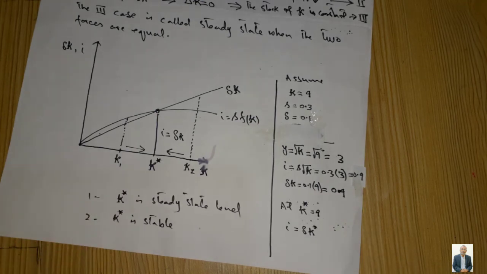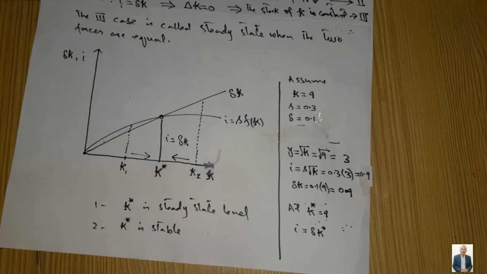Okay students, this is the end of the simple version of our Solow growth model. In our next videos, we will introduce the changes in this steady state level of capital accumulation with the help of population growth, with the help of saving growth, and with the help of technological changes.